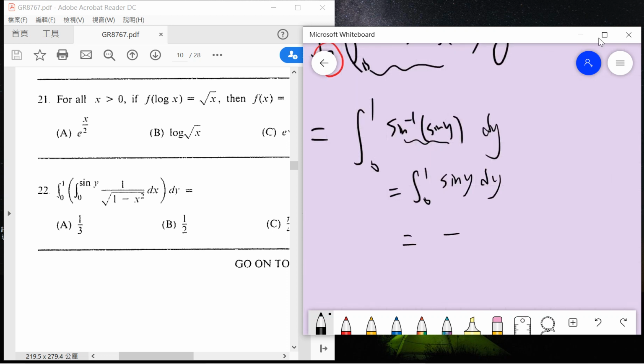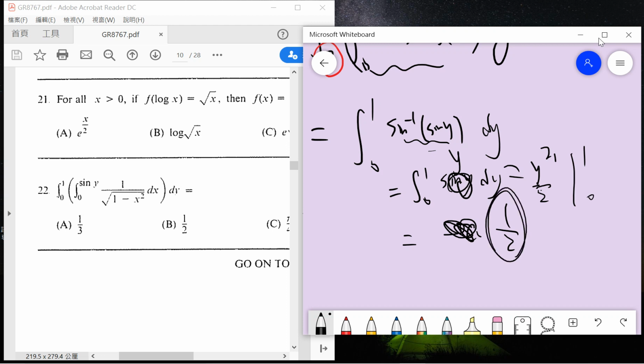This is definitely y, sorry, because sine inverse of sine y is y. So the integral of y dy is a half, because this is y squared over 2 from 0 to 1, so it's a half. So we choose B. Okay, 6.